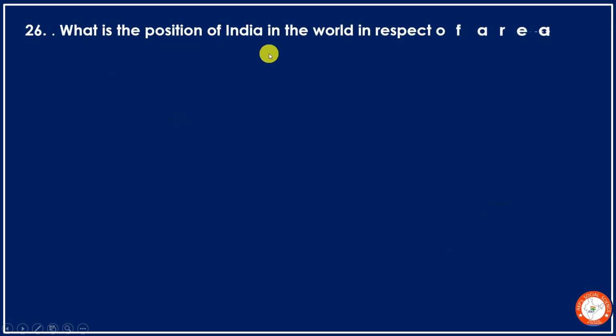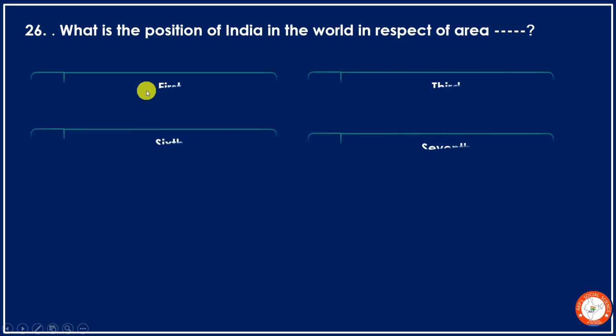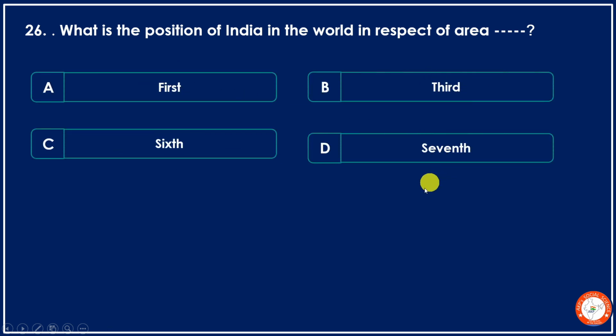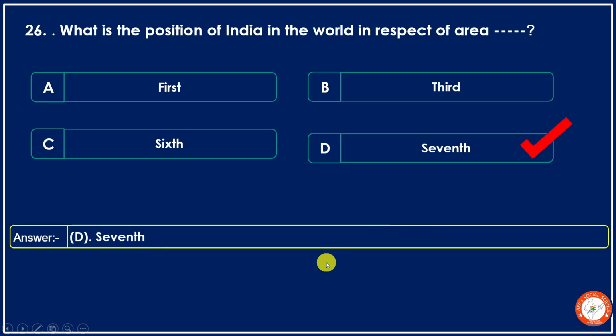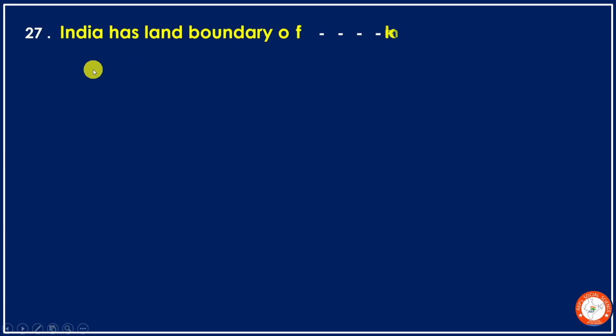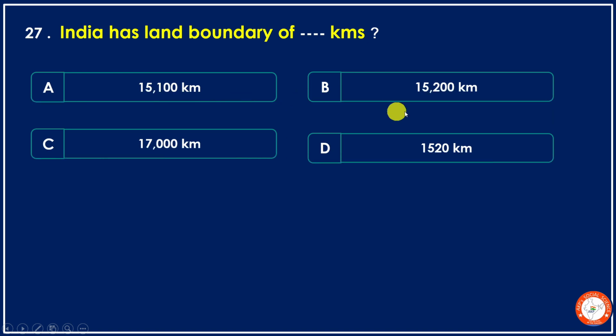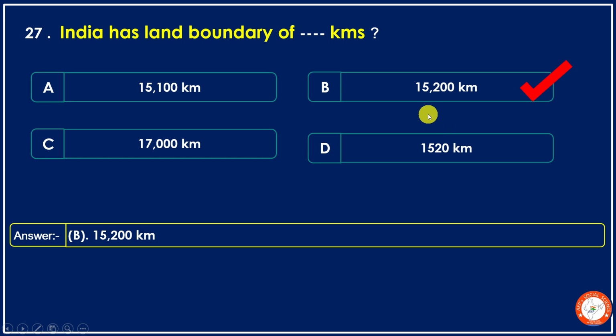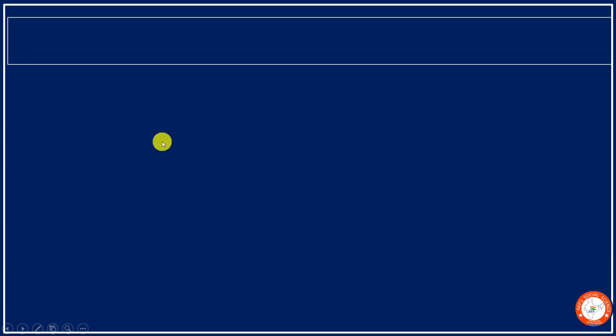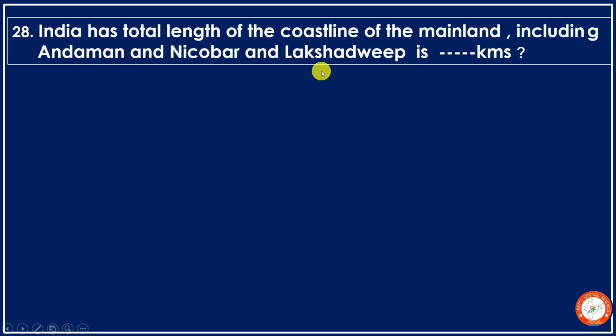What is the position of India in the world in respect of area? First, third, sixth, seventh. The correct answer is 7th. India is the 7th largest country in the world. India has a land boundary of dash kilometers. 15,100 kilometers, 15,200 kilometers, 17,000 kilometers, 1,520 kilometers. The correct answer is 15,200 kilometers. India has a total length of coastline of mainland including Andaman and Nicobar and Lakshadweep of dash kilometers.